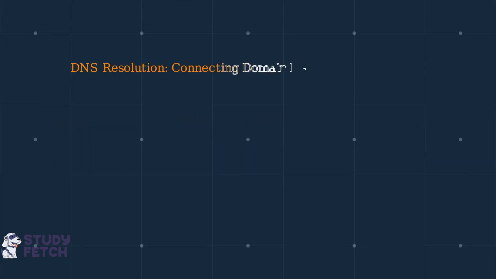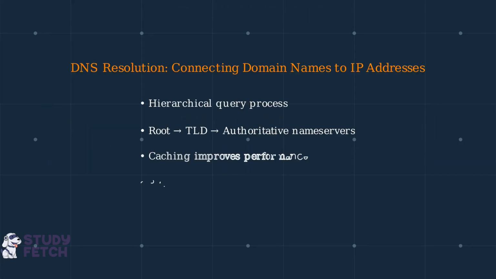To summarize, the DNS resolution process follows a hierarchical path through root, TLD, and authoritative name servers, with caching at multiple levels to improve performance.